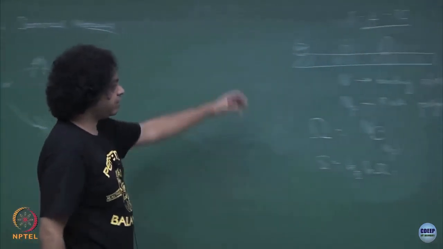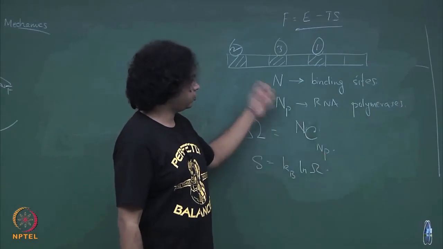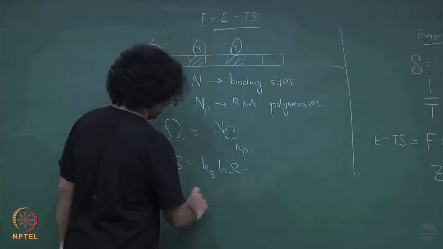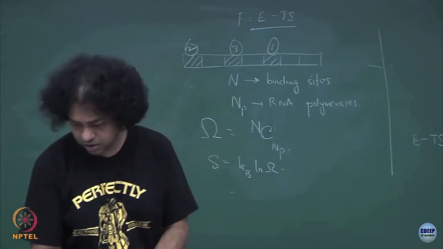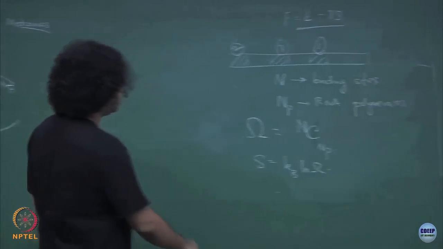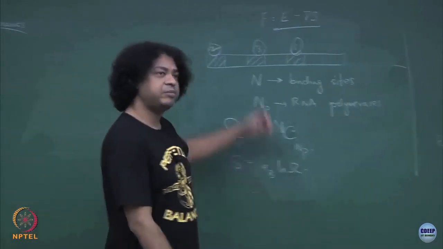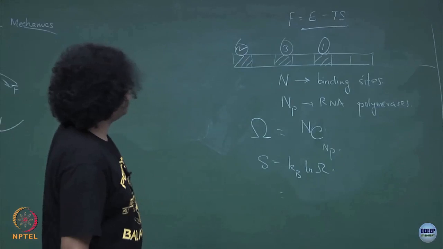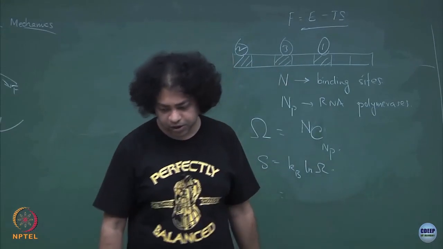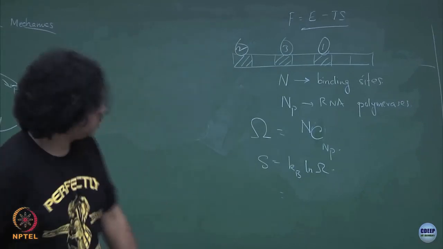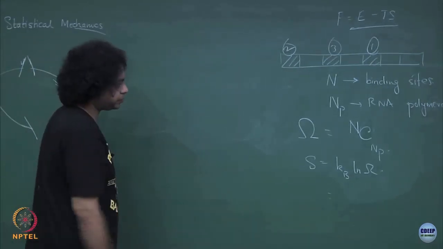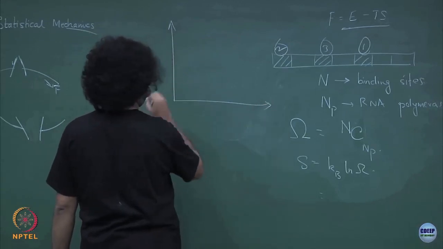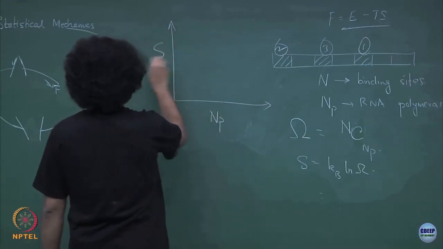This is clear, right. If you have N sites, in how many ways can you choose to fill NP of them? What is this entropy? Anyone? This simple two state problem, right. If you remember your classical statistical mechanics, you have some filled sites, you have some empty sites. What is the corresponding entropy? Or even if you do not remember the expression, how does this entropy behave as, let's say, a function of NP.